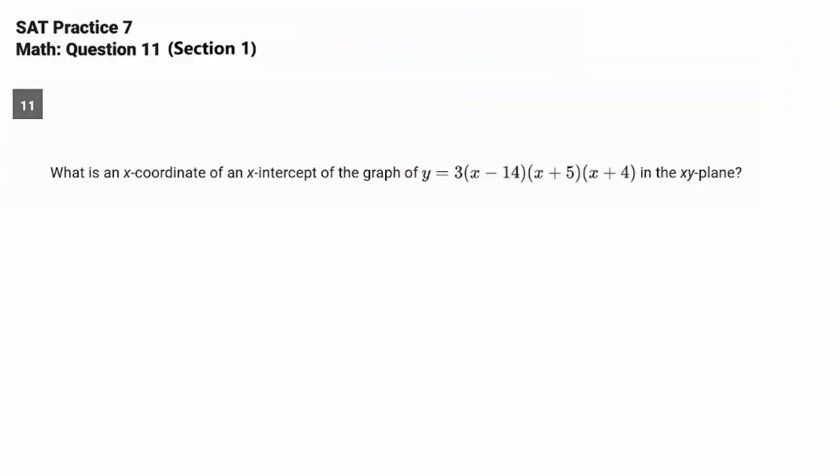We're on SAT Practice Test 7, Math Section 1, Question 11. So what's our level of difficulty? We're straight up medium. Evil Testing Service loves the concept of this problem. Comes up a lot. It's very likely to come up for you. What is an x-coordinate of an x-intercept of the graph of this big old ugly looking thing?